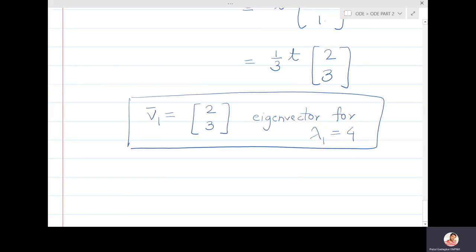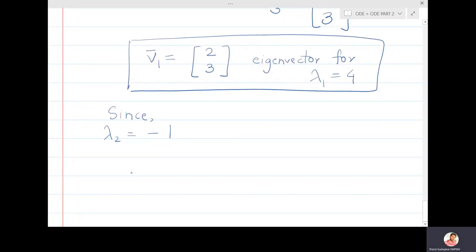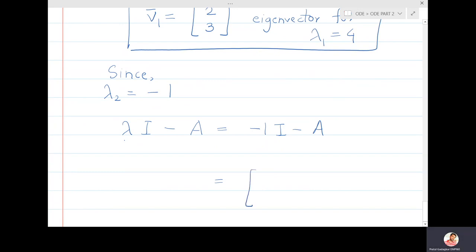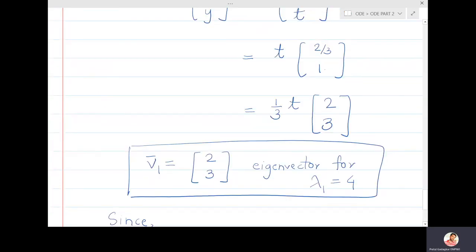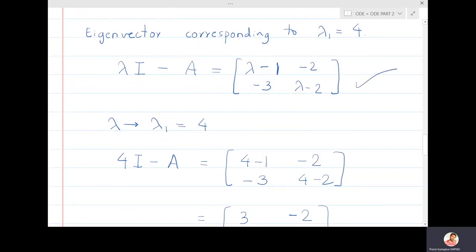Okay, let us go for the second eigenvector. The second eigenvalue was minus 1, so lambda I minus A will be replaced by what? What is the value of lambda that I'm going to put? I'm going to put minus 1 in minus 1 I minus A. What was lambda I minus A? There I'm going to put minus 1 everywhere. Let me just scroll up. Here I'm going to put lambda equal to minus 1.